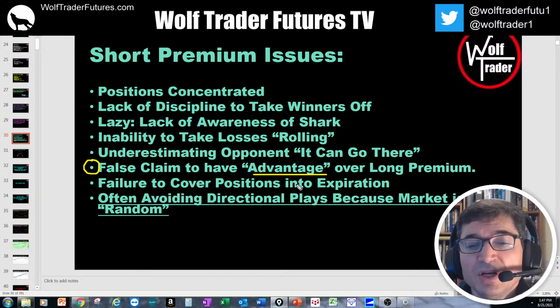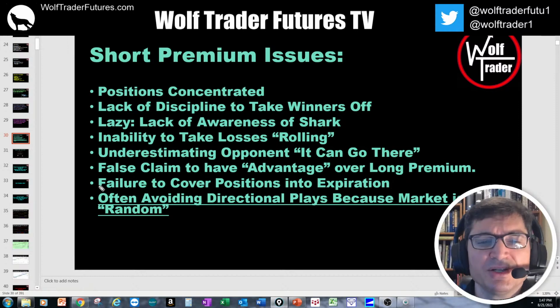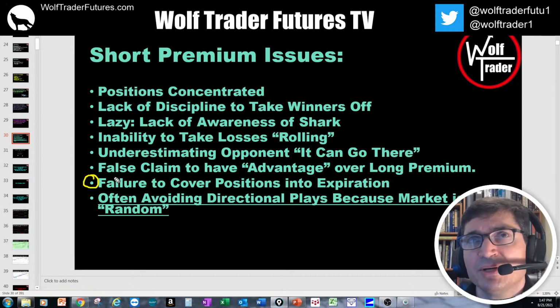But here's another one down here too. Failure to cover into expiration. Guys, if you're short premium and you don't cover into expiration, all kinds of weird stuff can happen. You can get assigned, or last minute moves can happen. A lot of times people just want to let things expire, it's probably not a good idea. But that's just kind of a random thing. Usually you're okay if you're out of the money.